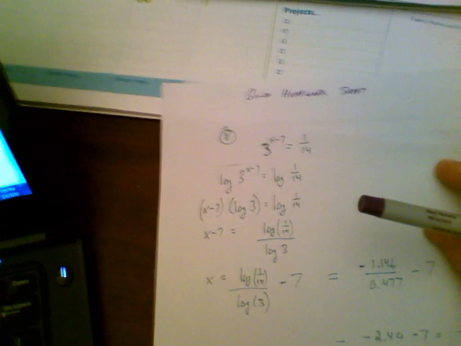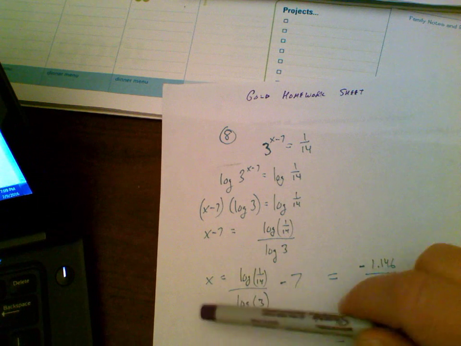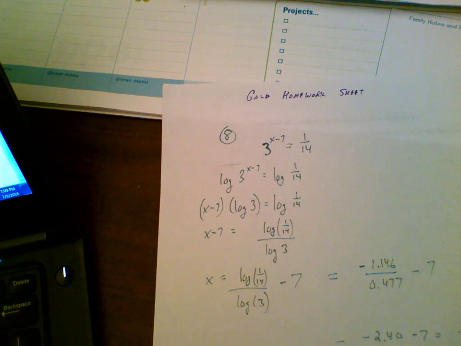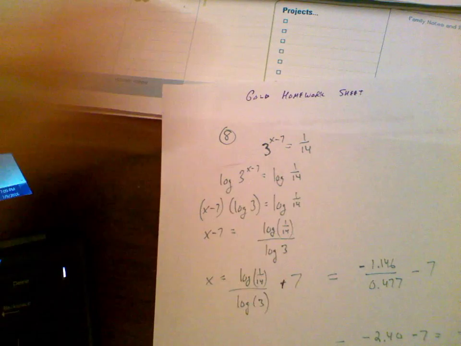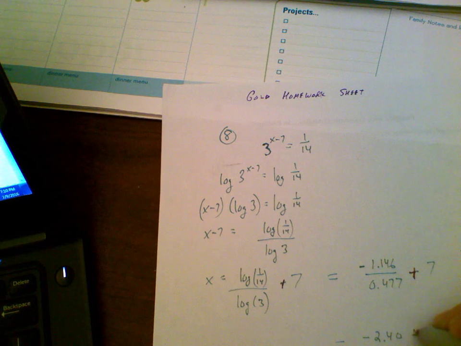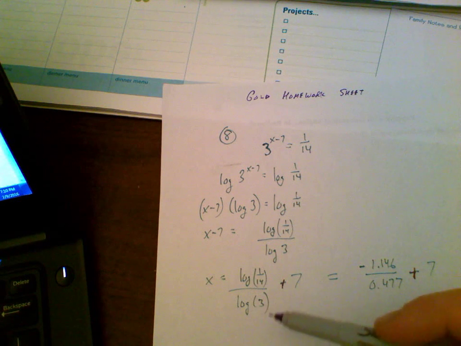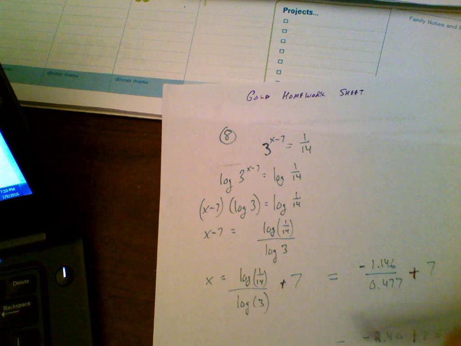Last piece, at least from an algebra standpoint, well, if x minus 7 equals that, to get what x is, I need to add 7 on both sides. So my next step, and I'll go ahead and clean up a couple signs here with my marker as I work through. So I will wind up with the log of 1/14 over the log of 3 plus 7.